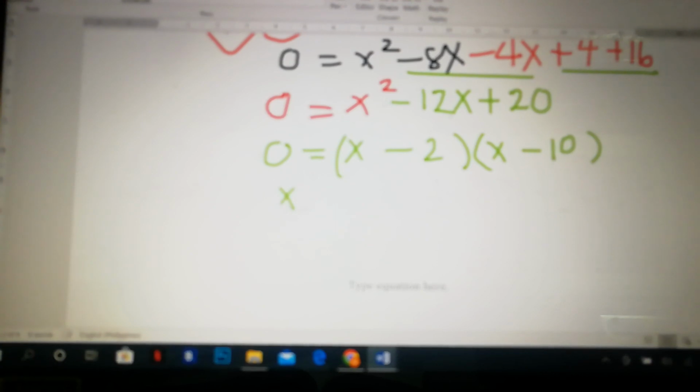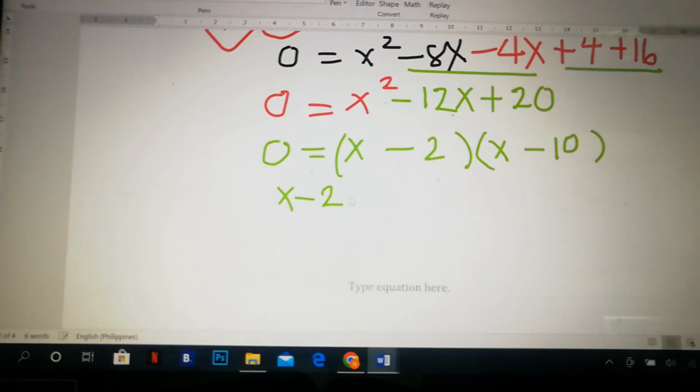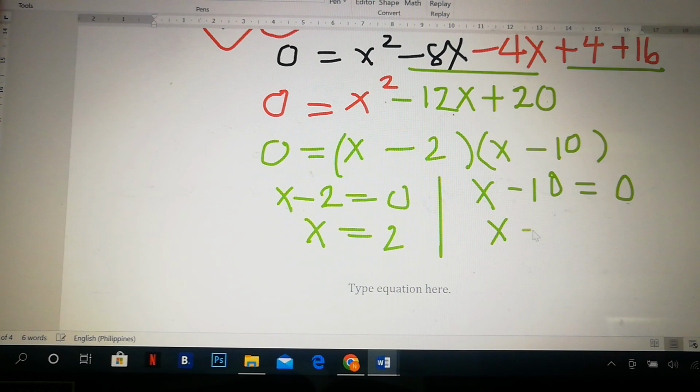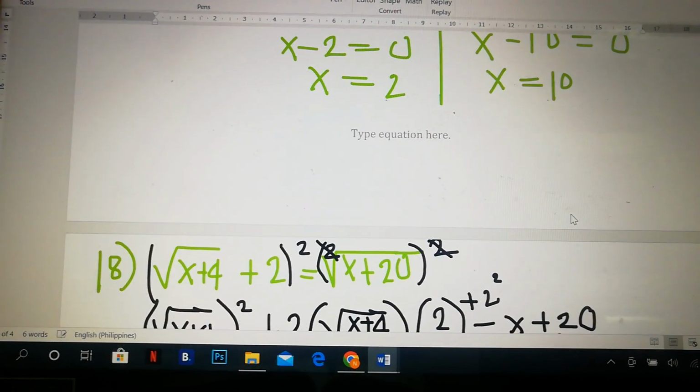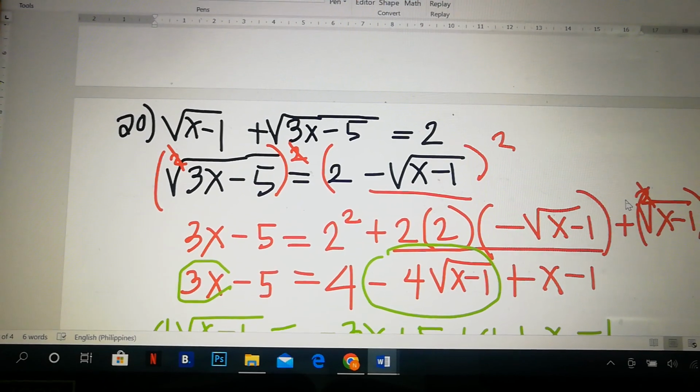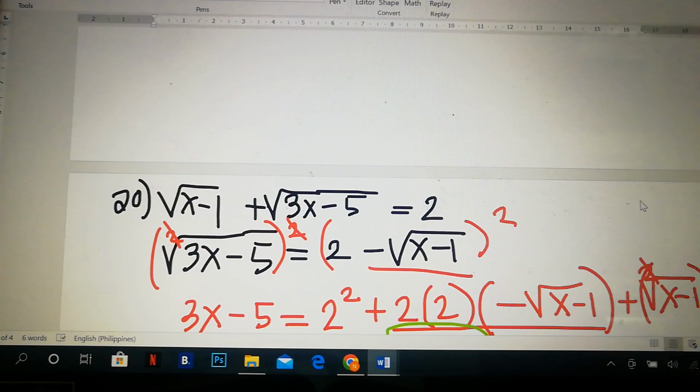So x minus 2 equal to 0 using the zero product property of real numbers. So x is equal to 2. x minus 10 equal to 0, x is equal to 10. So there are two possible solutions. So let's check for the first one. If x is equal to 2, then 2 and 10.